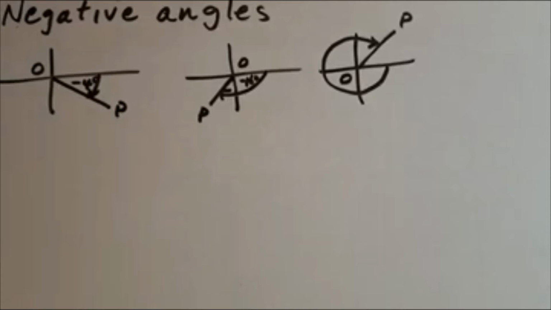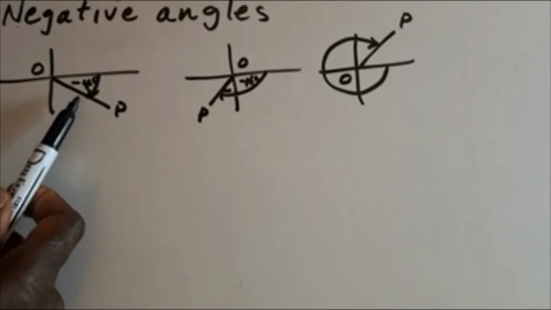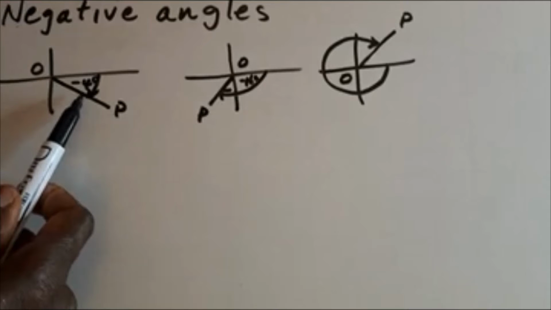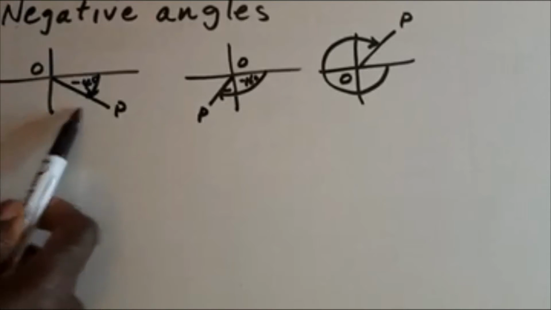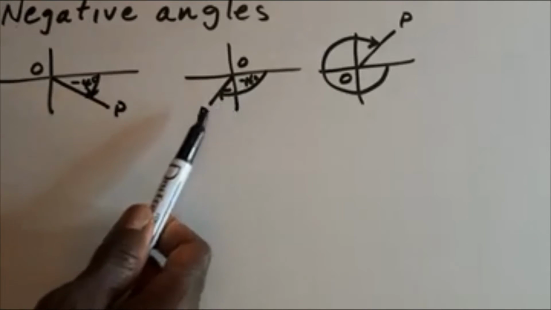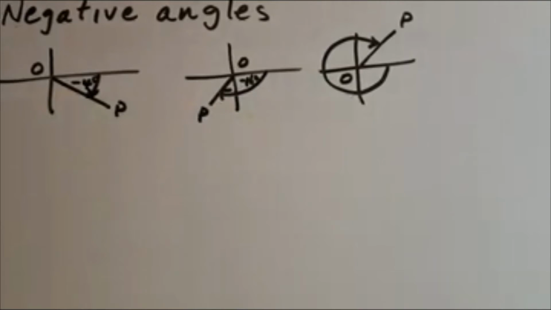So each position can be reached by either a clockwise rotation or an anti-clockwise rotation. So if we wanted to get to this point, we could go clockwise, or we can go anti-clockwise to get to this point, and similarly for these two.